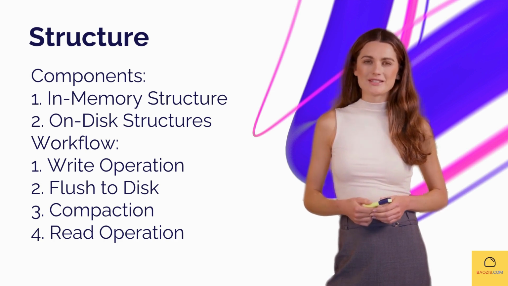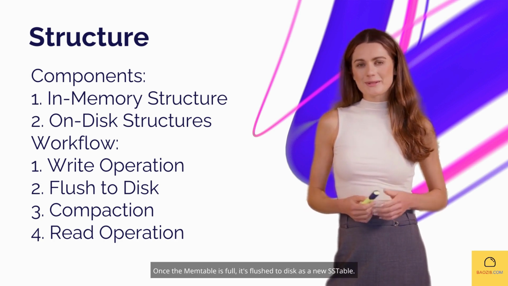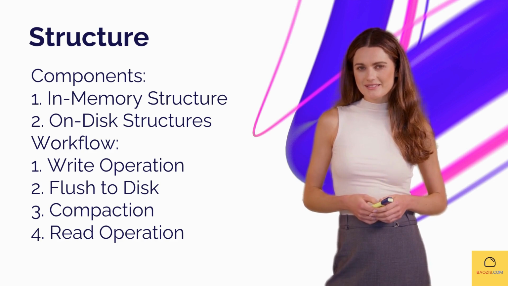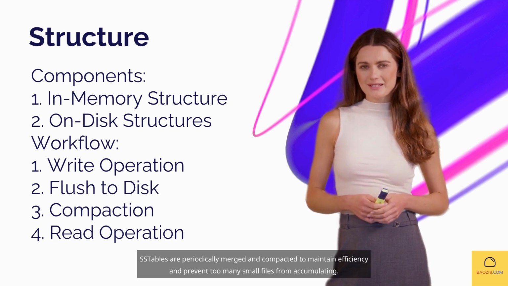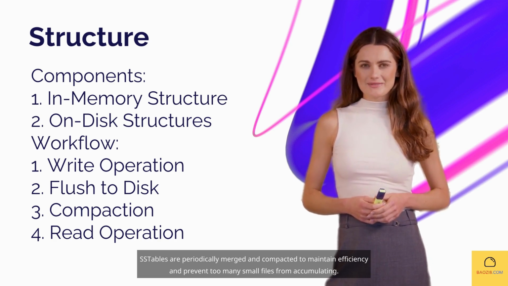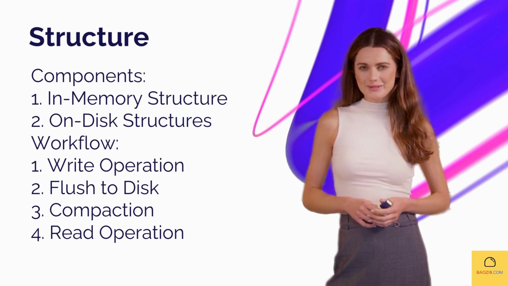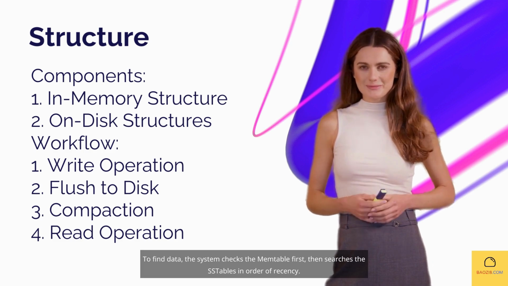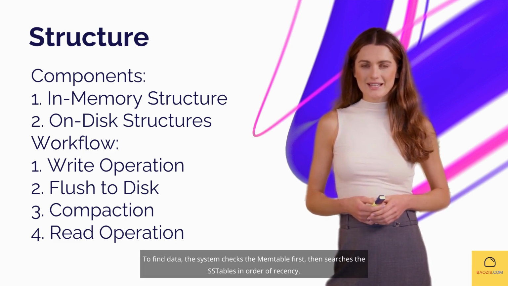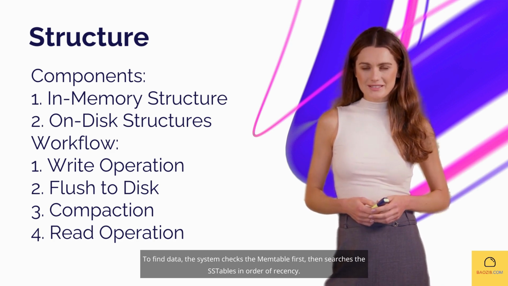2. Flush to disk. Once the memtable is full, it's flushed to disk as a new SSTable. 3. Compaction. SSTables are periodically merged and compacted to maintain efficiency and prevent too many small files from accumulating. 4. Read operation. To find data, the system checks the memtable first, then searches the SSTables in order of recency.